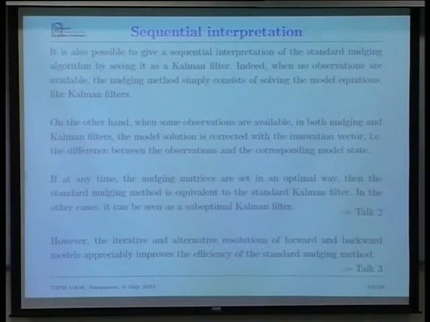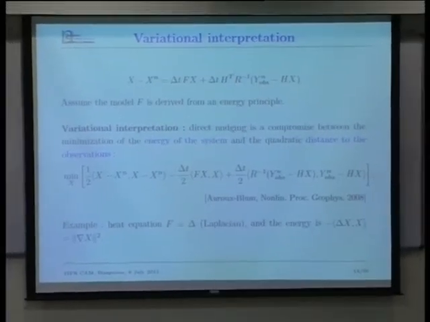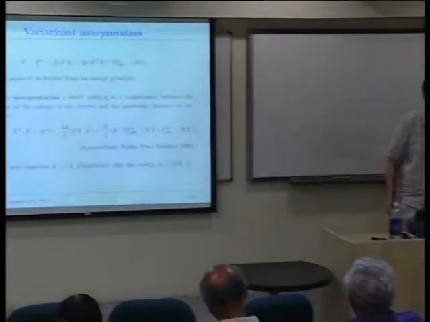So we will see tomorrow and Monday that it's possible also to compare nudging with Kalman filters, of course, because it has the same shape. You have the nudging matrix K, which could be a Kalman matrix, times the distance to the observations. So it seems that nudging is much easier to implement.